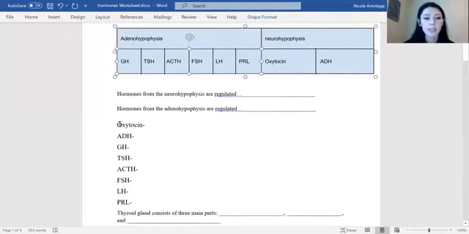But here I'm going to break down and list out the main functions of each one of these, because it is quite a lot. It is quite a lot to remember.